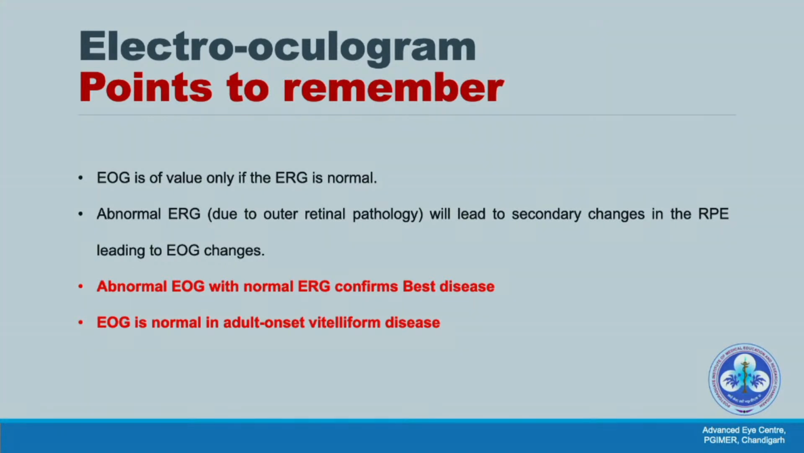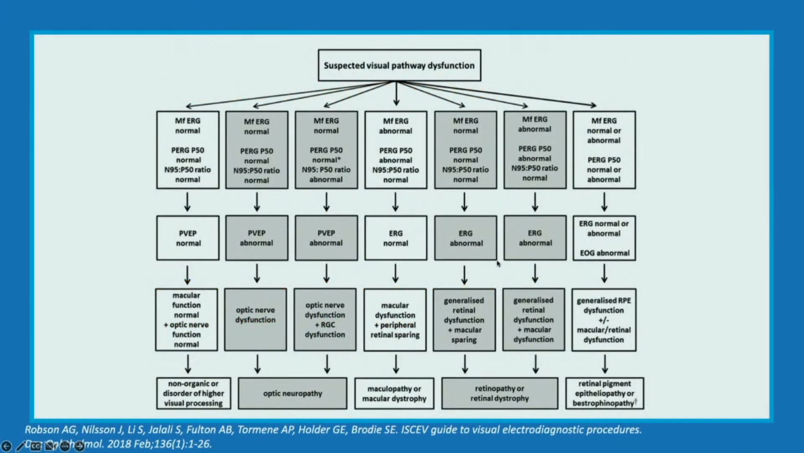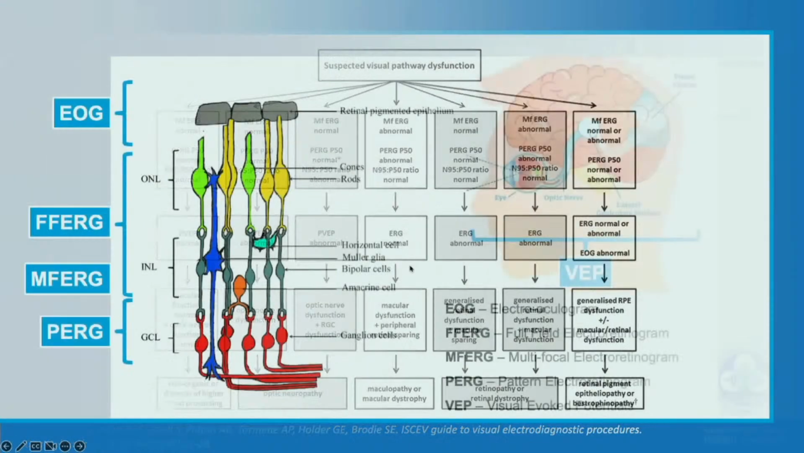So Best disease, where this is most commonly used, is diagnostic only if you have an abnormal EOG with a normal ERG. And EOG is normal in the adult onset vitelliform disorders. So this is an algorithm given for how to go about testing. You can read about it in the article that I have given in the reference.